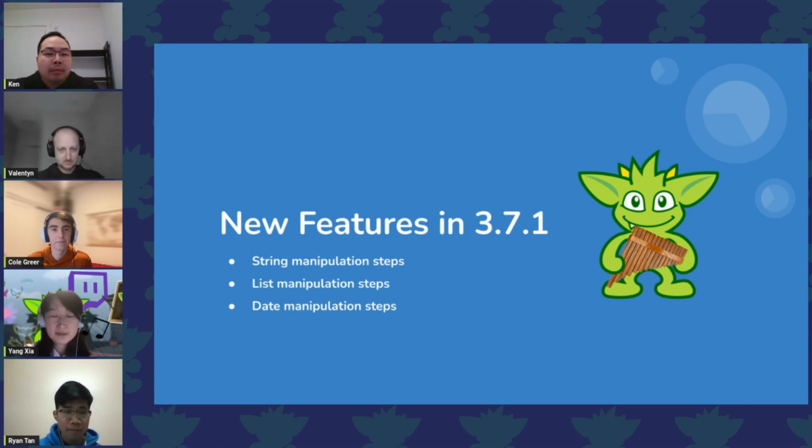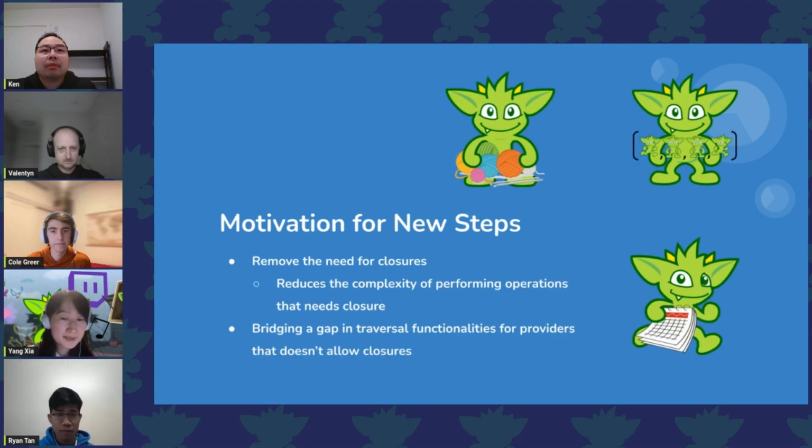So with 3.7.1, we're introducing a lot of new steps. These include all the string, list, and state manipulation steps. I think they total up over 20 steps. So we expect everyone to just try them locally, try them with server, and see how they work for you. And we welcome any and all feedback on these steps, and especially if you identify bugs with them.